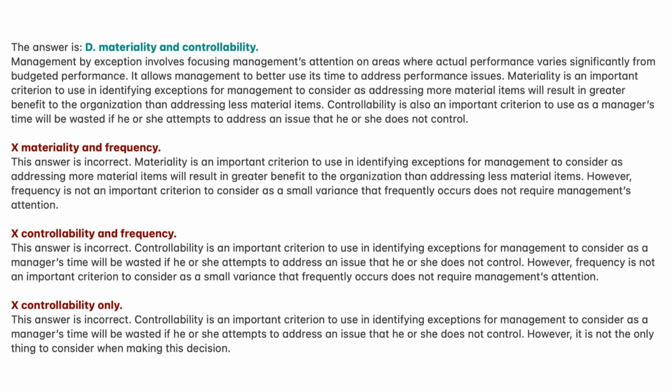It allows management to better use its time to address performance issues. Materiality is an important criterion to use in identifying exceptions for management to consider, as addressing more material items will result in greater benefit to the organization than addressing less material items. Controllability is also an important criterion to use, as a manager's time will be wasted if he or she attempts to address an issue that he or she does not control.